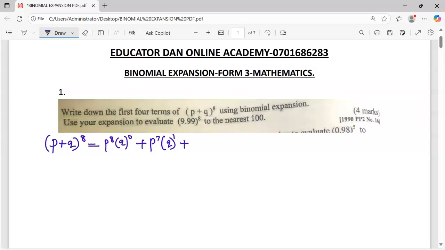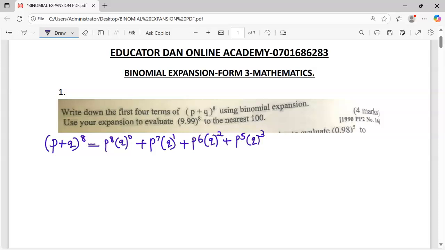Then p from power 7 will become p^6. We multiply by q raised to the power of 2, plus p^5. We multiply by q, then q will be raised to the power of 3. Since we are supposed to use the first four terms, we are going to stop there and of course simplify.